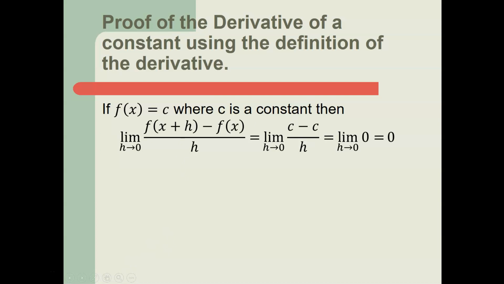So this is actually something we talked about the other day. This was the limit of a constant, and I was trying to show you why the derivative of the constant was 0. And this is the proof of it using the definition of the derivative. So we had the limit as h approaches 0 of f of x plus h minus f of x all over h. That is still the definition of the derivative.